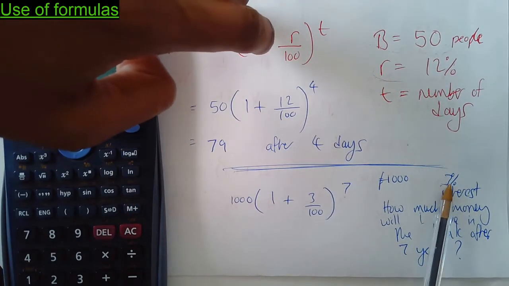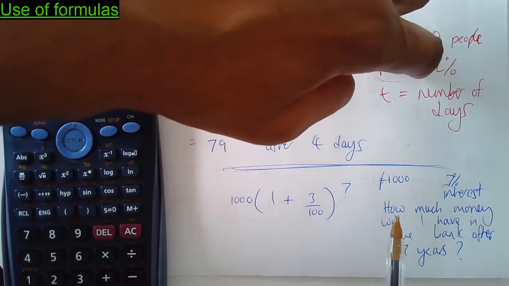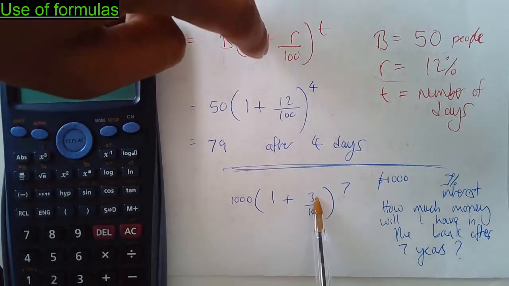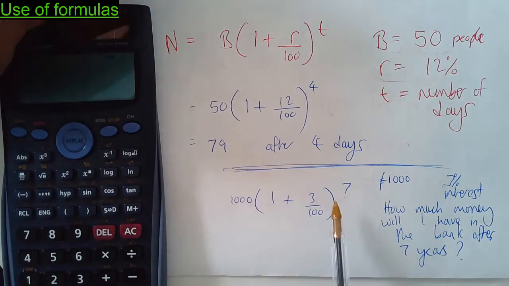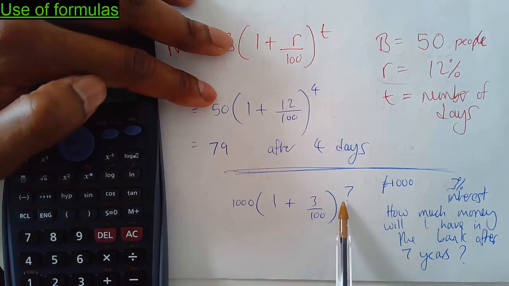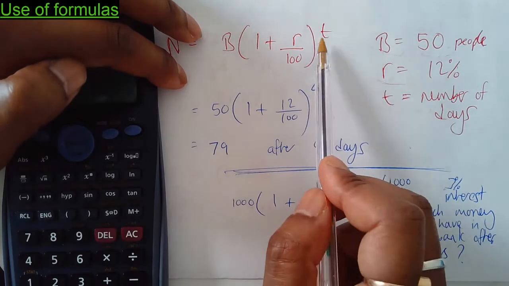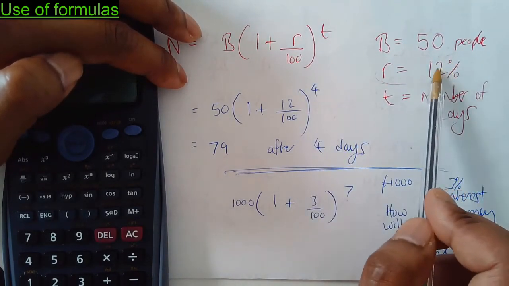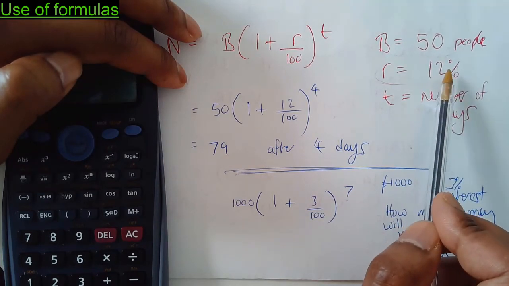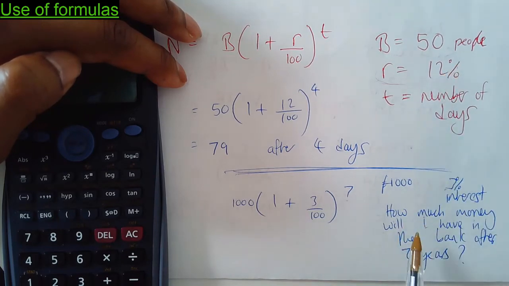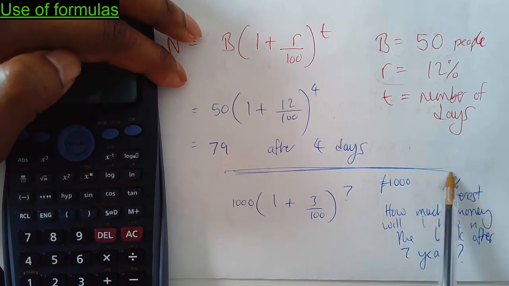The interest is 3%, but here the rate of infection was 12%. Here is 3% interest. Two different things, both percentages. And we want to know how much money we'll have in the bank after 7 years. And here I want to know how many people would get infected after 4 days. Remember, that's the rate of infection every day. So the number of people being infected by the flu goes up by 12% every day. But here I want to know how much money I'll have after 7 years. It pays 3% interest every year.